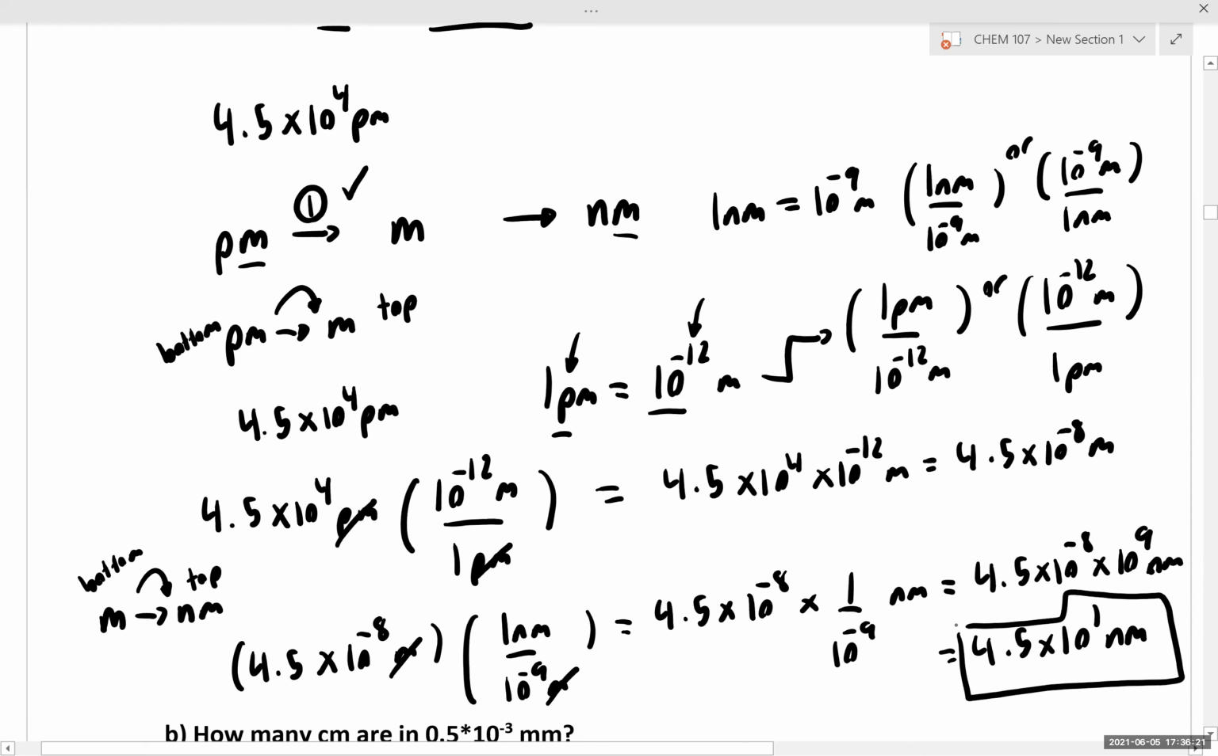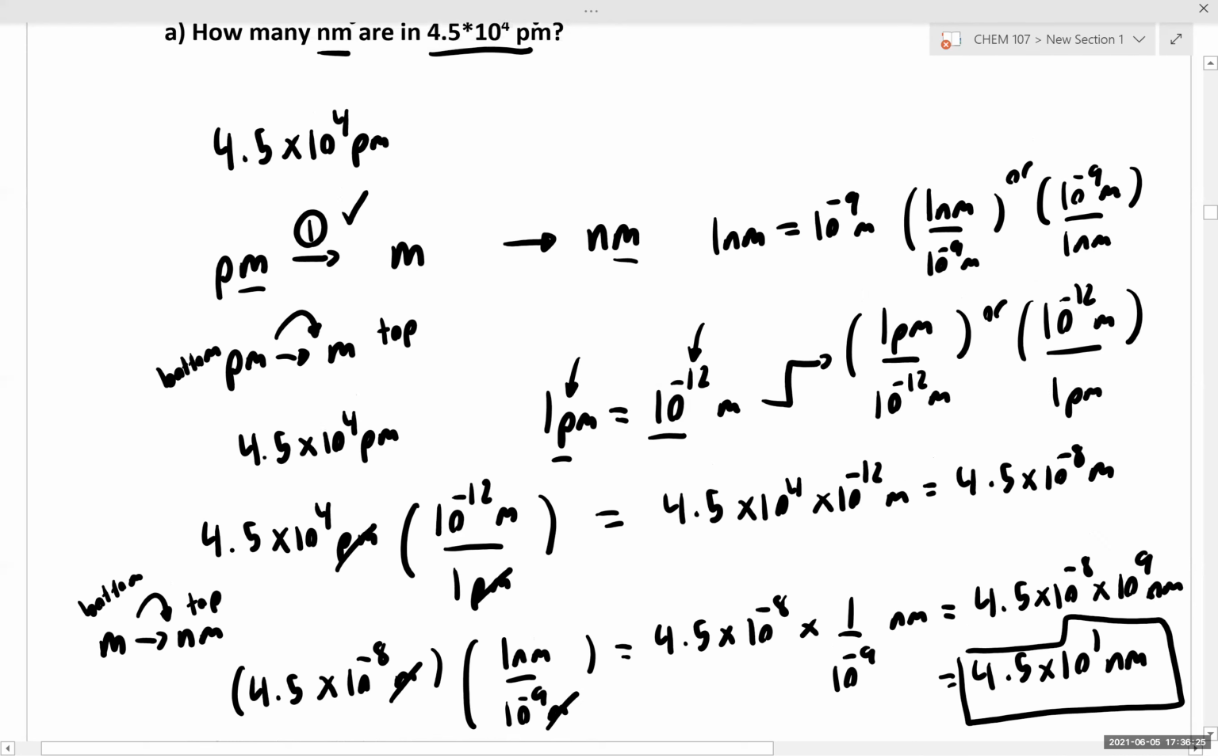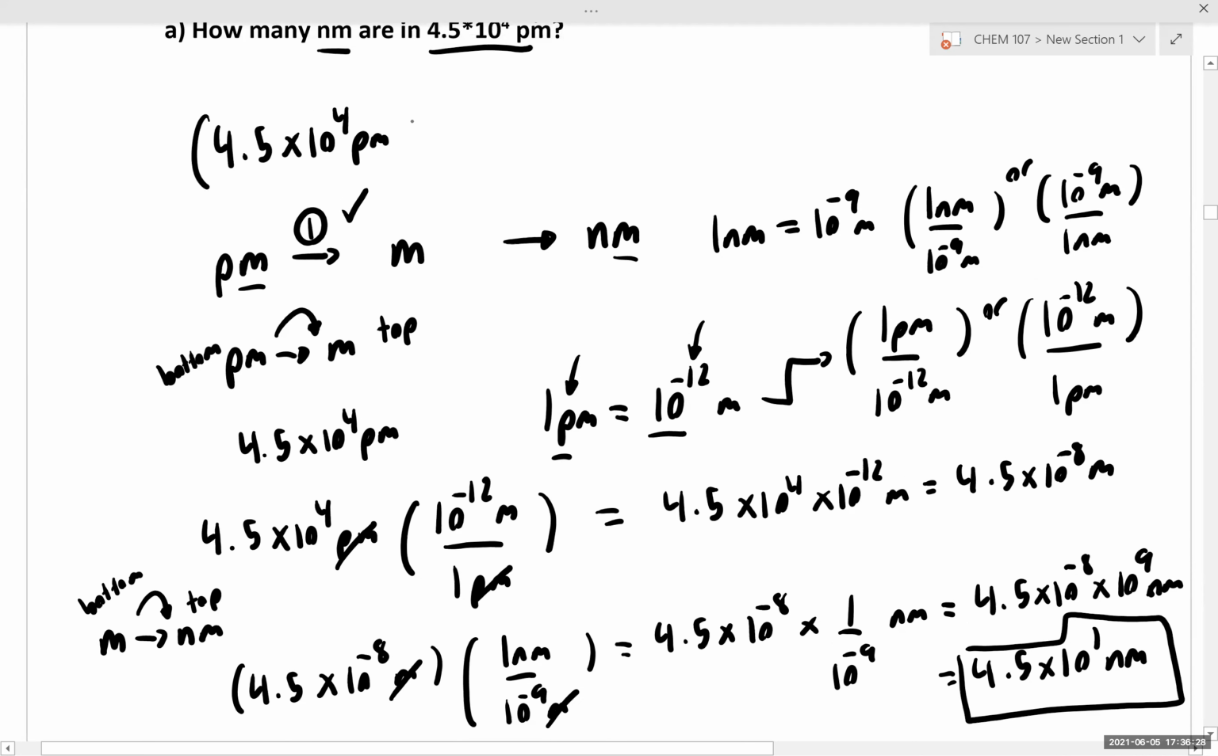Now, if you wanted to do this in one line, let's show the one line solution. So we're wanting to go from picometer to meter to nanometer. To go from picometer to meter, we want meters on top. So we have 10 to the negative 12th meter per 1 picometer. Picometers cancel. To go from meters to nanometers, we want nanometers on top. And we know 1 nanometer corresponds to 10 to the negative 9th meter.